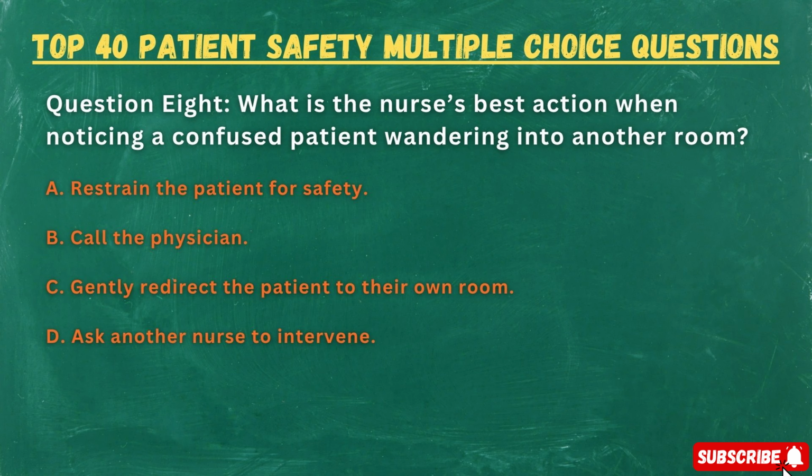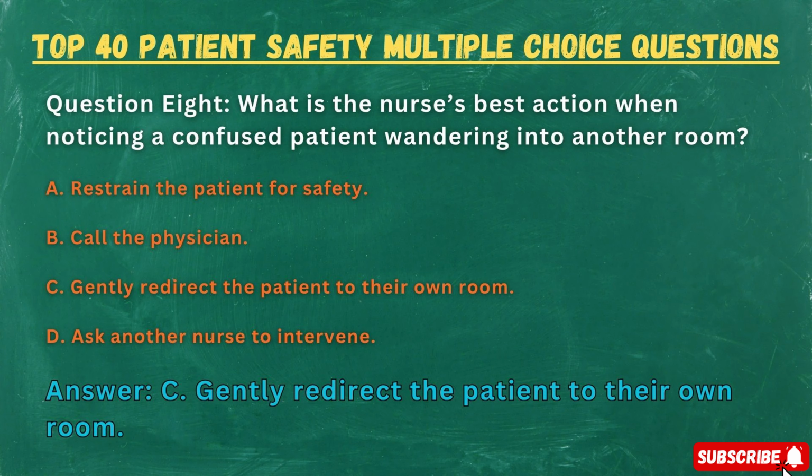Question 8. What is the nurse's best action when noticing a confused patient wandering into another room? A. Restrain the patient for safety. B. Call the physician. C. Gently redirect the patient to their own room. D. Ask another nurse to intervene. Answer. C. Gently redirect the patient to their own room.